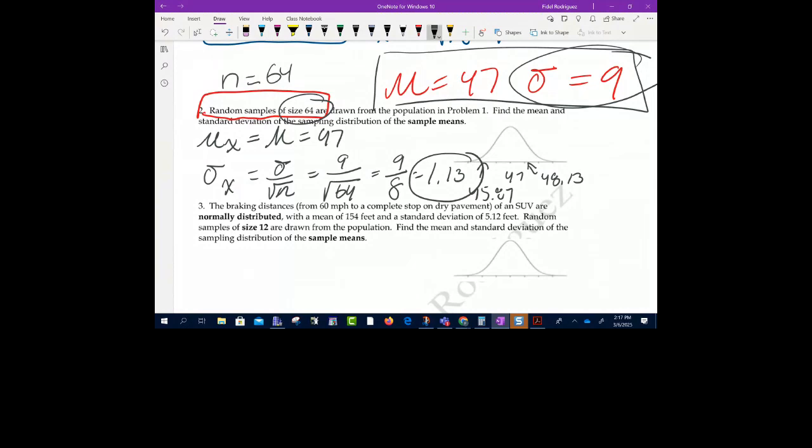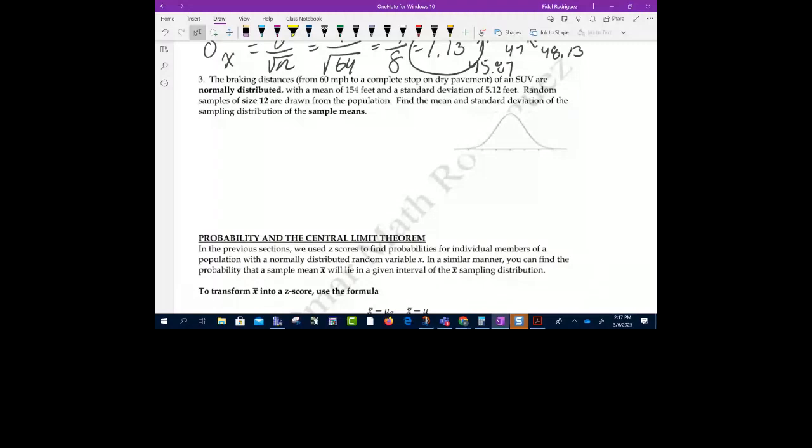Y'all, the next question I have is a similar question. What I'm trying to do with these first couple of problems, y'all, is just get us to understand how we find the average of our sample means and how we find our standard deviation, okay? And then we'll actually apply this to something, like how can I use this, or what is this used for? Okay. Y'all, let's take a look here.